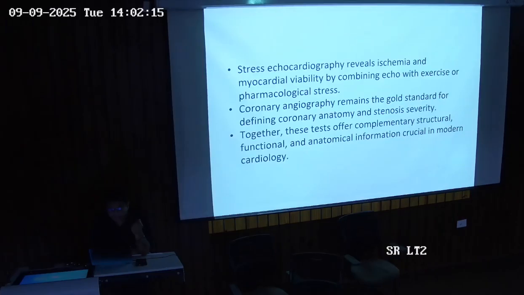Coronary angiography remains the gold standard if we want to find the anatomical distribution of the ischemic part of the heart, whether the right coronary artery or the left coronary is affected. So before going to intervention, CAG is important. By this we can go for management of acute myocardial infarction. So it is the gold standard for both diagnostic and therapeutic purposes. Together these tests offer complementary structural, functional and anatomical information that is crucial in modern cardiology.